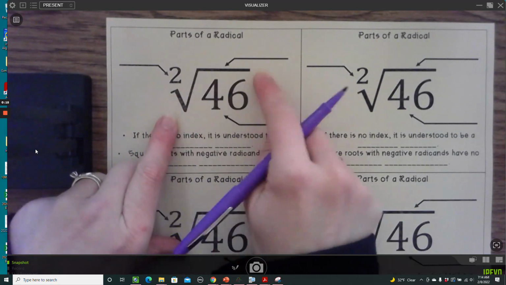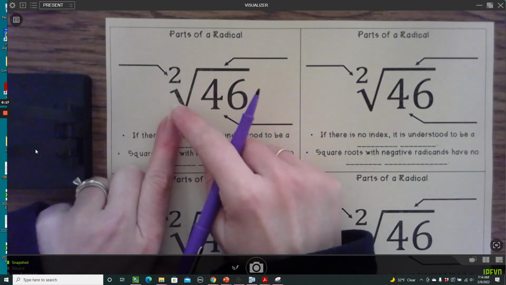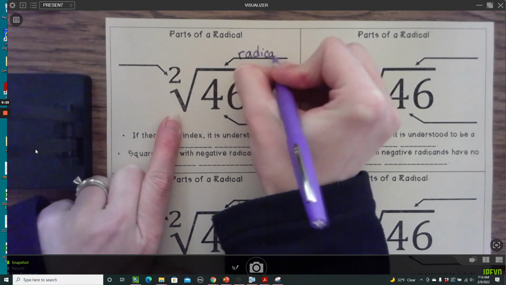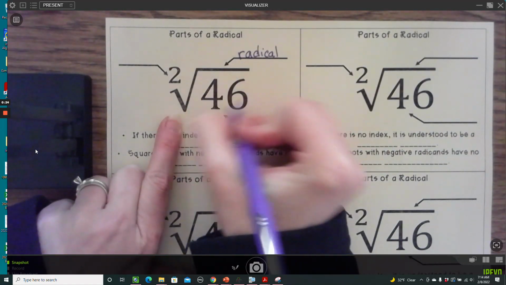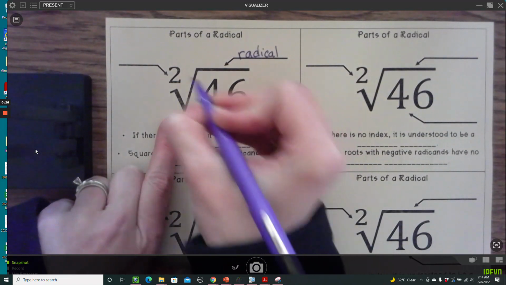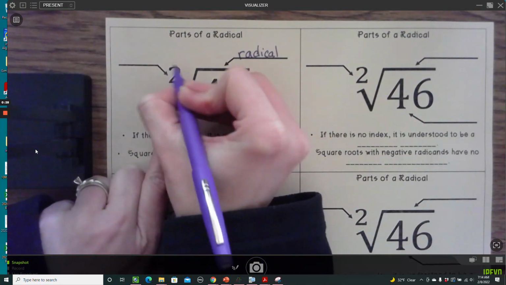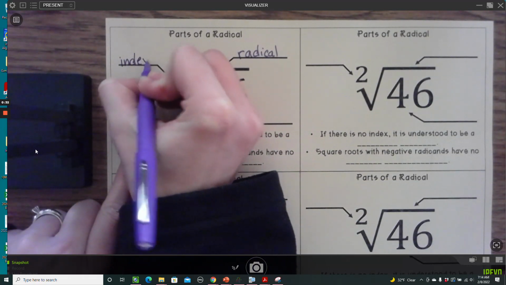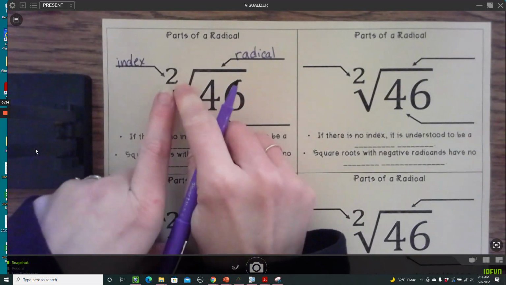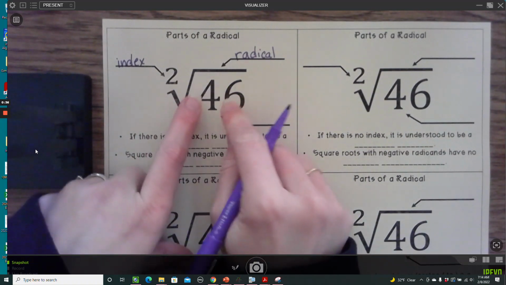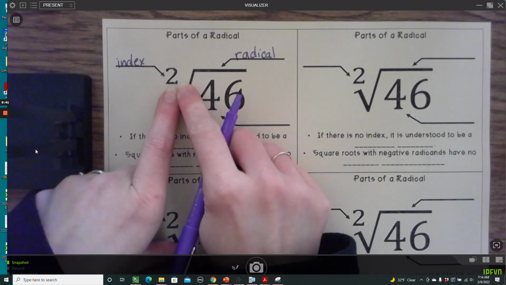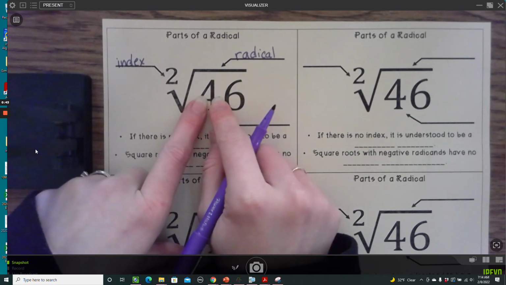So this sign here is not the square root sign. This is a radical sign. And it means to find the square root of the number that's underneath it. Now, this number here is called the index, because we don't just have square roots. If we change the index, we change the meaning. So here it's a square root. What number times itself gives us 46?